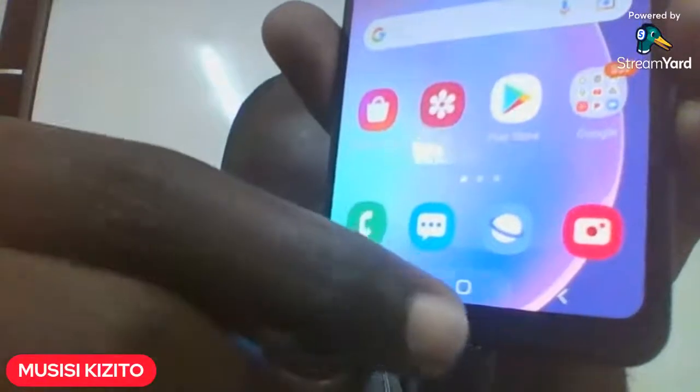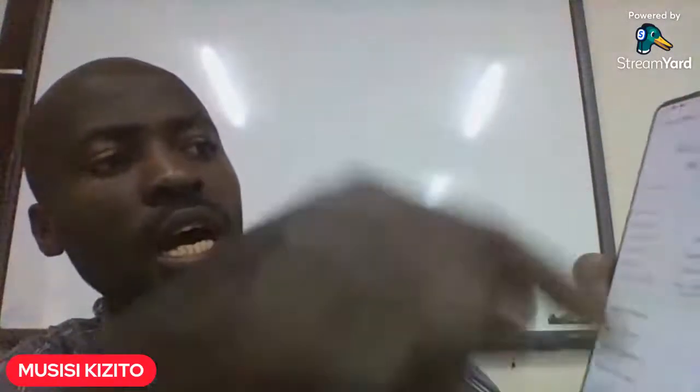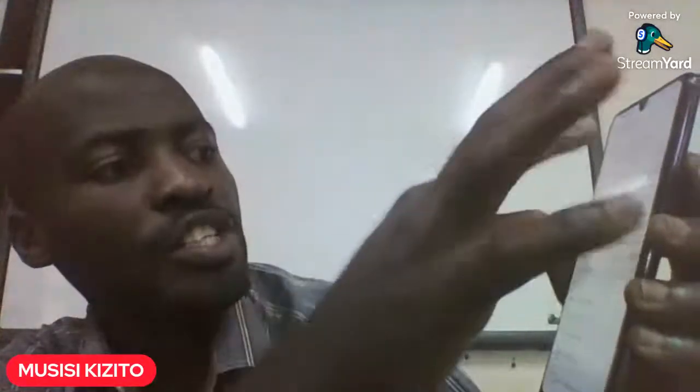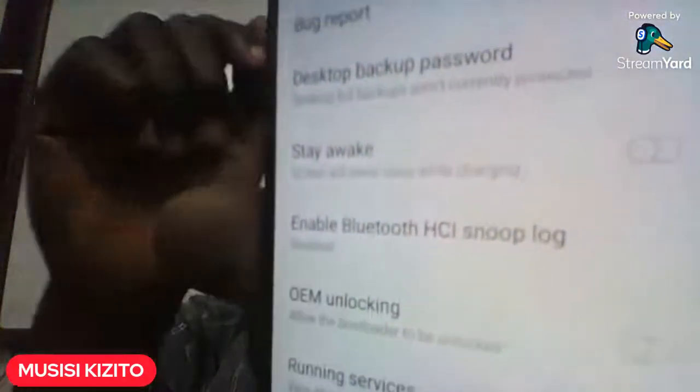Then after clicking back, you will be able to see this option available: developer options. When developer options is available, tap into it. After tapping into it, look for the option USB debugging.